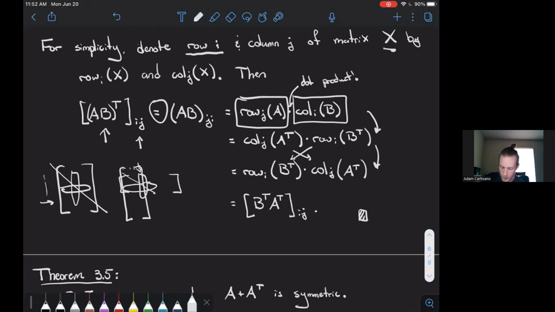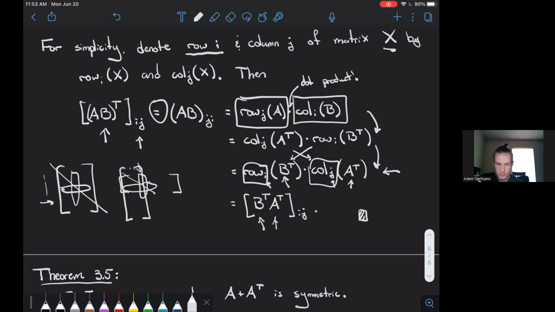And now we just ask: I have row i of B transpose, and I have column j of A transpose being multiplied together. That's the dot product of a row and a column of two matrices, which means it's the ij entry of the product of those two matrices written in that order. So in other words, this expression is precisely the ij entry of the product B transpose A transpose.